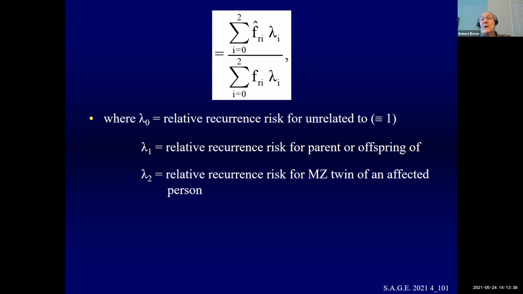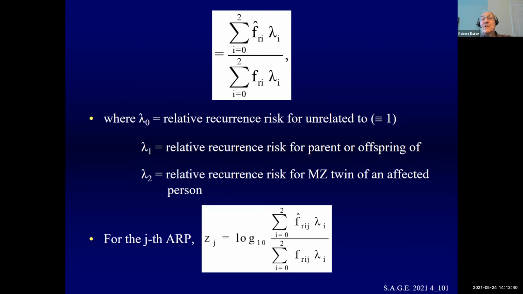That's the whole point. And so for this jth sib pair, you have Zj, which is just a log score, log to base 10 of this ratio. So that's all this is. And remember that this is basically a function of the recurrence risks, the relative recurrence risks. Okay, so that's the long and short of it.